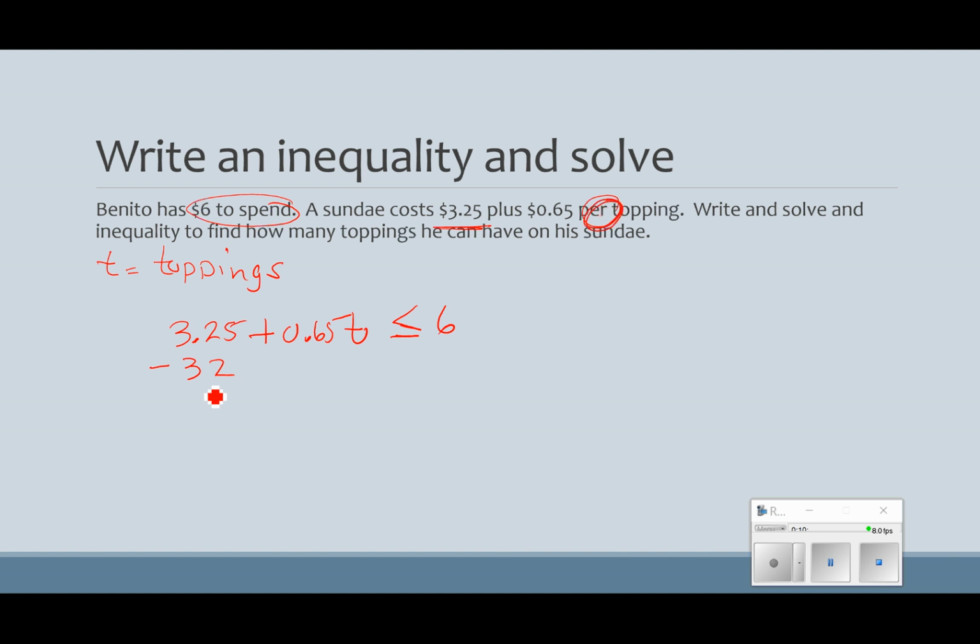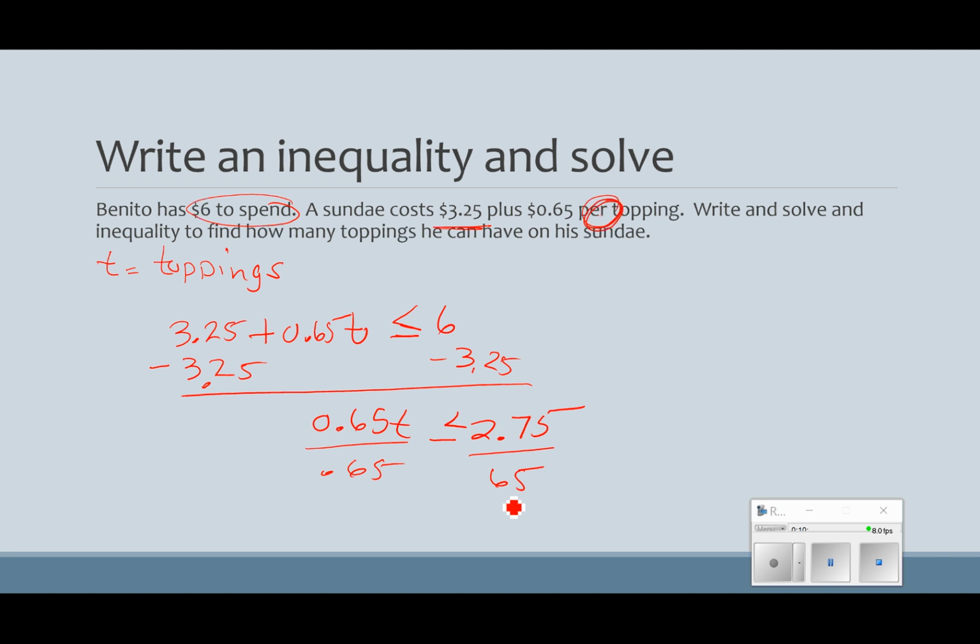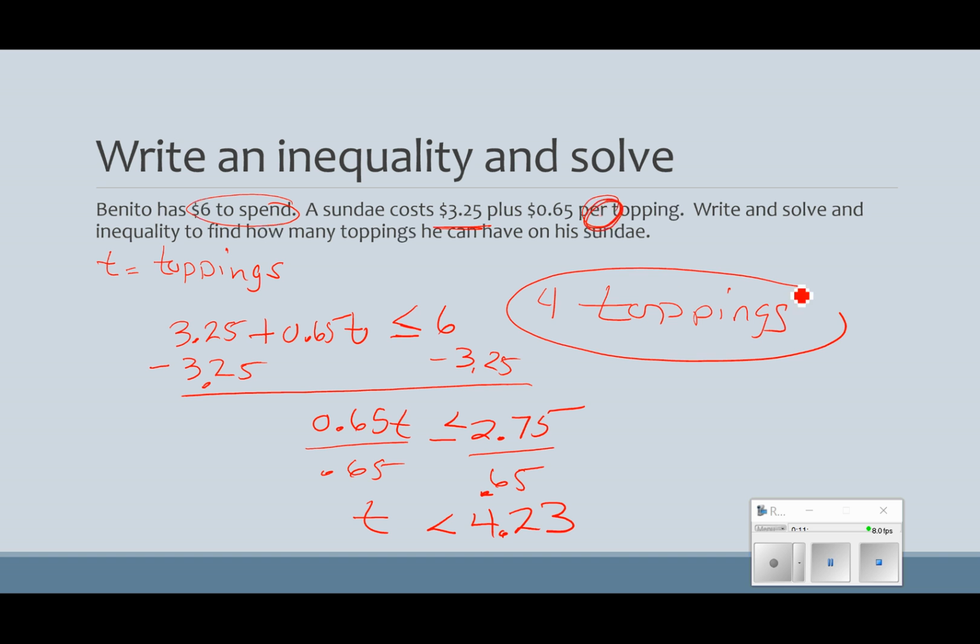So now again, if I subtract $3.25 from 6, I'm going to get 0.65t is less than or equal to 2.75 or $2.75. And if I divide by 0.65, then t is going to be less than 4.23. All right. So because he can't go over that, we're going to go with the lower number. So we're going to round down, and he can get 4 toppings. Okay, 5 would put him over the edge, but so he'll get a little bit of change back.